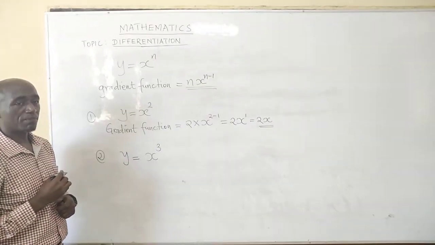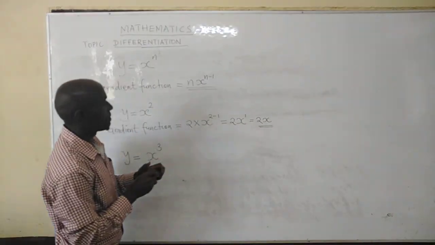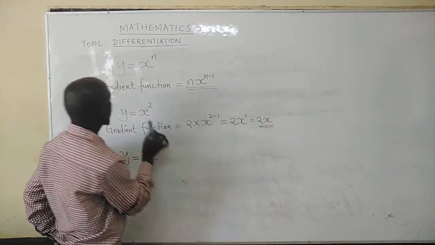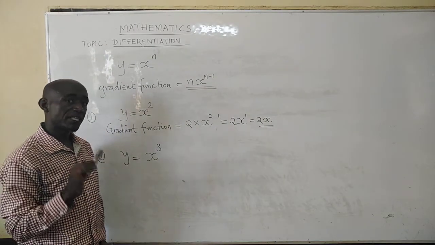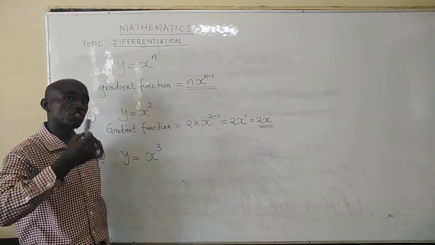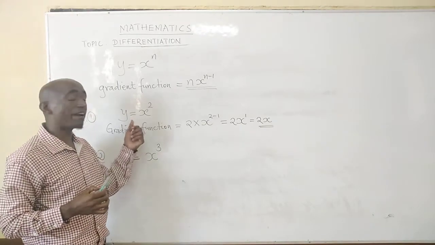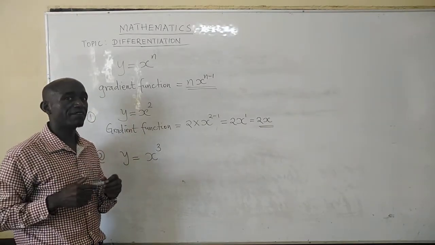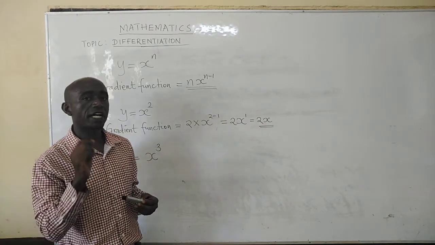Y is equal to x power 3. Before I go to this, I want to explain what we mean by this. Now, this is the gradient function of this curve. Meaning, since we said for a curve the gradient keeps on changing, if you are told to find the gradient of this curve at a particular point on the curve, then you just take the x coordinate of that particular point.